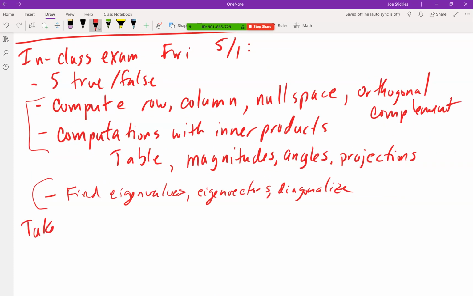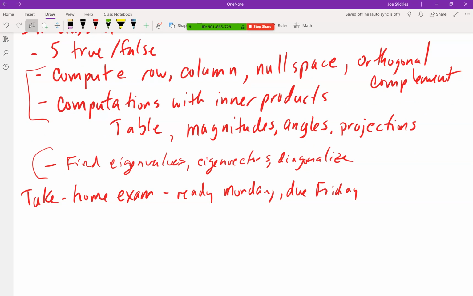So then your take-home exam, which I'll probably have ready for you on Monday, and it'll be due Friday, to give you a little extra time to work on it. This one will have prove something is an inner product.